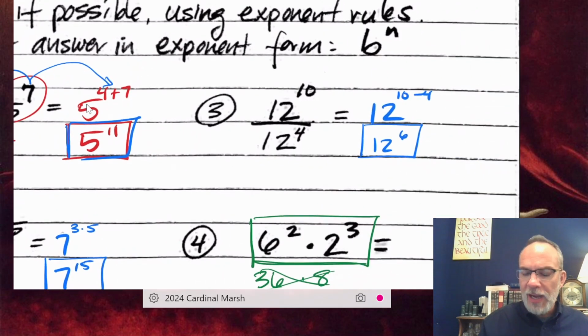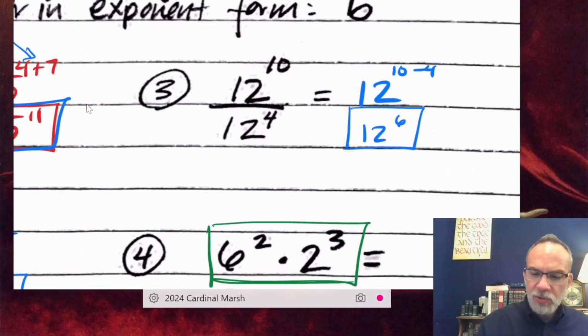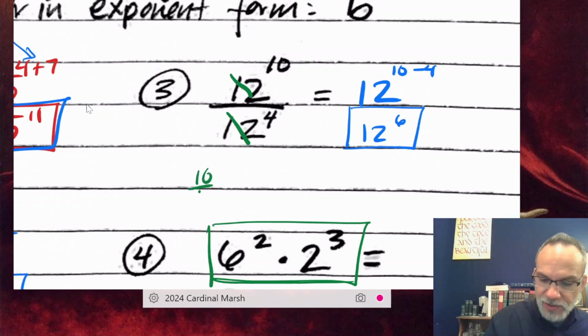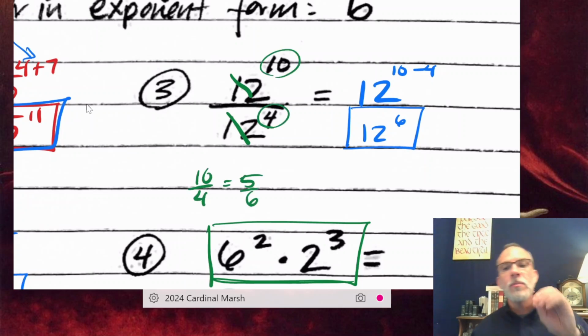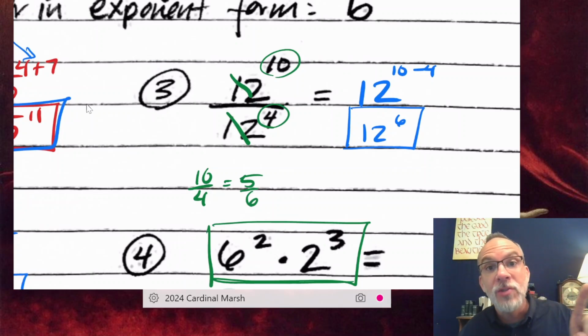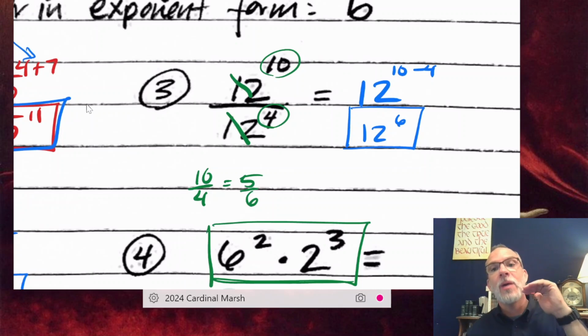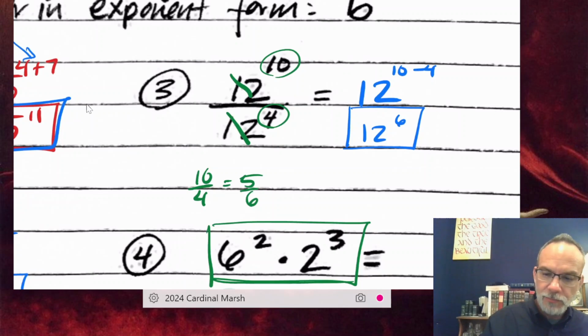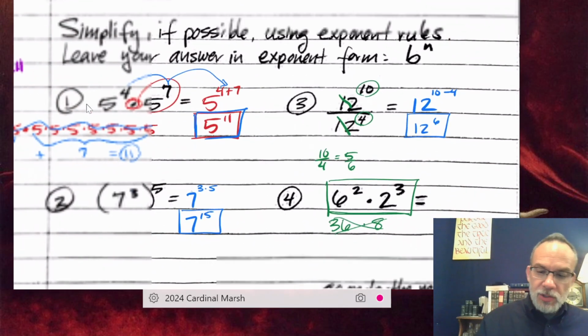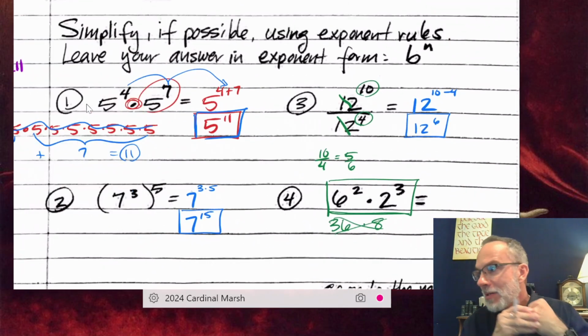And don't divide out the bases either. A lot of times students want to come in here to the division one, and they're so used to being in fourth grade and going, oh, 12 divided by 12, that cancels out. So my answer is just 10 fourths. And then maybe they reduce that to 5 sixths. No. The 10 and the 4 are not numbers that are in the numerator and denominator. The 10 is telling you how many 12s there are, and the 4 is telling you how many 12s there are in the denominator. So you don't cancel the bases. So that's it in a nutshell.